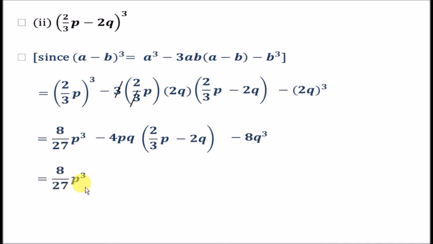Simplifying further, 8/27 p³, minus into plus minus, 4 2s are 8 by 3, the numerical value, p into p, p²q. So minus 8/3 p²q. Minus into minus plus, 4 2s are 8, the numerical value is 8, plus 8pq into q, q². So plus 8pq² and minus 8q³. So this is our answer for this question.